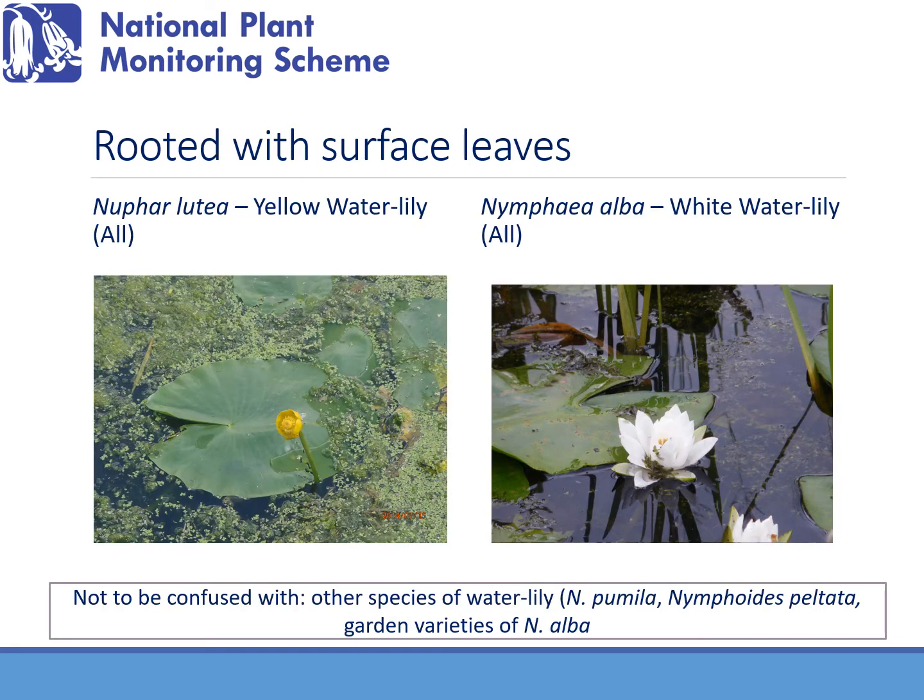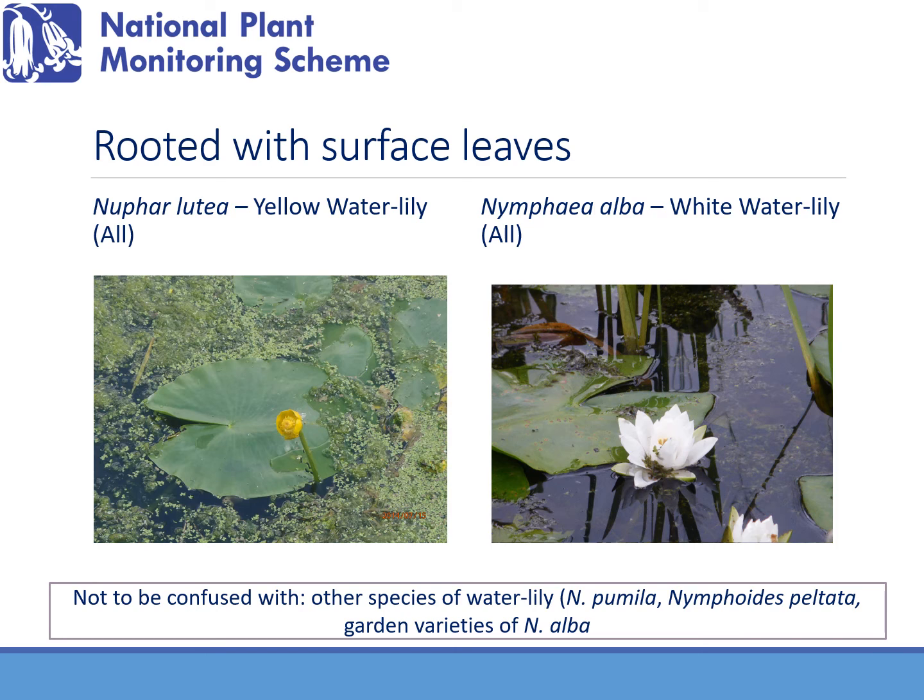We're going to move on now from considering those plants that are free floating to those plants which are rooted but which have floating leaves rising up to the water surface. The species we're perhaps most familiar with are the water lilies. On the slide on the left we have yellow water lily, Nuphar lutea, and on the right we have white water lily, Nymphaea alba. And when they're in flower, as you can see, they're very easy to tell apart.